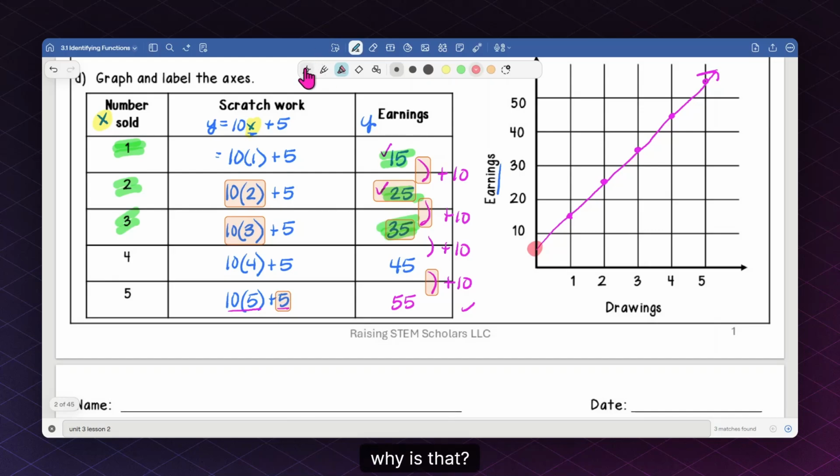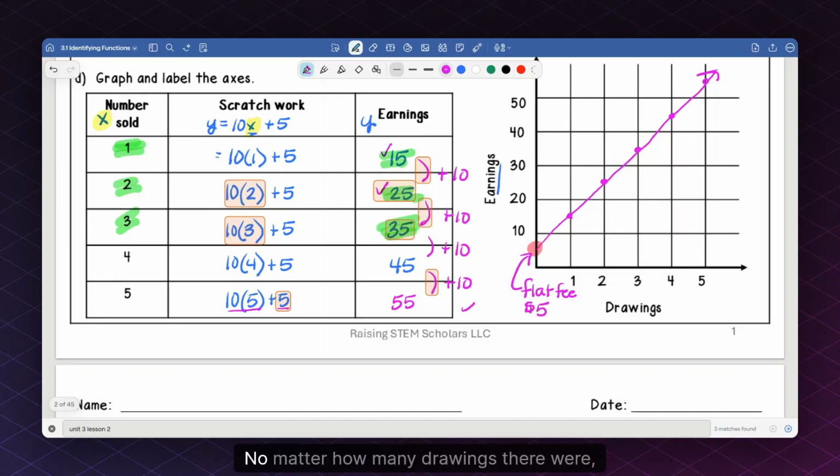Well, why is that? That's because there was a flat fee of $5. Okay, that was for the materials. No matter how many drawings there was a flat fee. And so the materials cost something to get started. And so that's why we've got this y-intercept of plus 5. Our equation told us it would be that way.